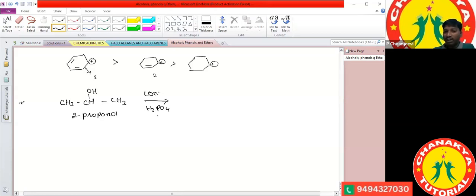It is heated with the concentrated phosphoric acid. If it is heated with the concentrated phosphoric acid, what is the product that is going to be formed? Can you guess? What is the product going to be formed?